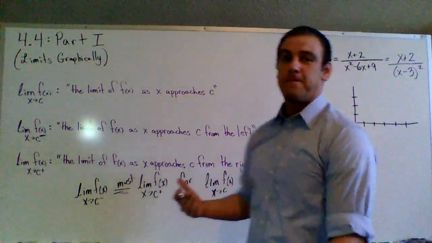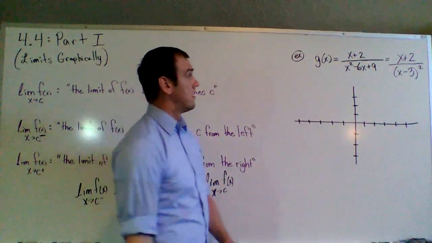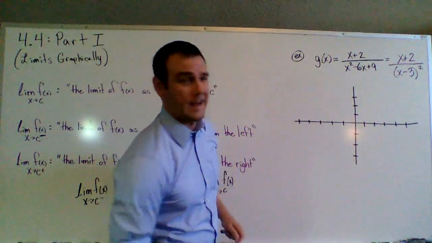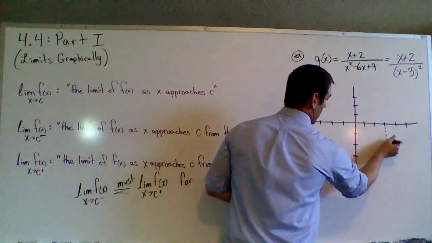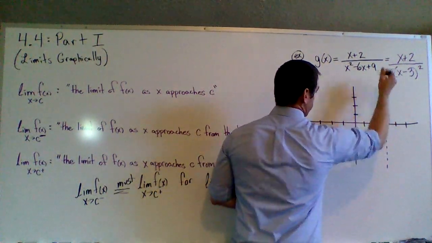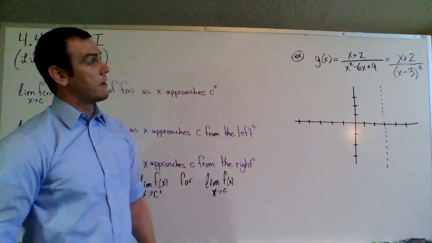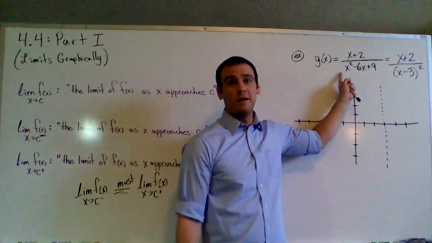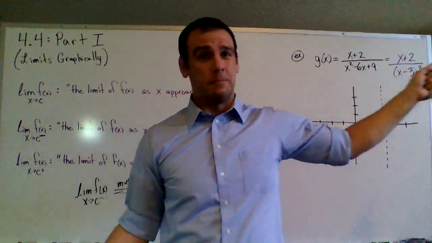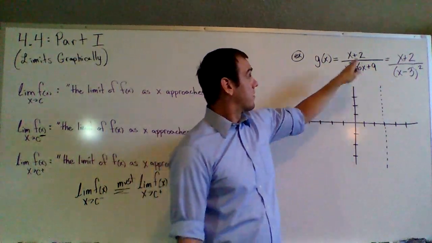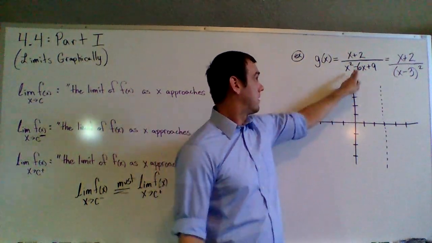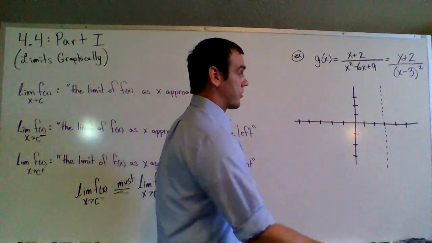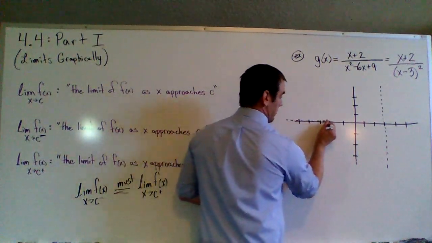Remember, rational functions have vertical asymptotes where our denominator is equal to 0. So in this case, we've got a vertical asymptote at 3. For horizontal asymptotes, we look at our degrees. Is my degree bigger on top, bigger on bottom, or the same? My degree looks like it's bigger on the bottom, squared, so my degree is 2 on the bottom and 1 on top, which means we're going to have a horizontal asymptote at 0.